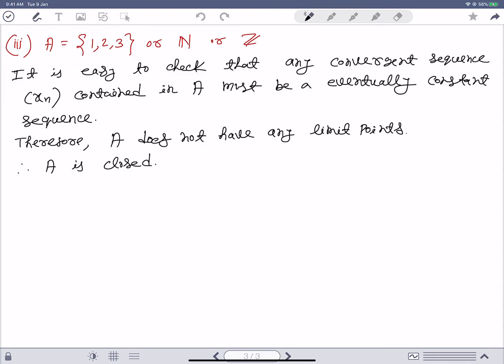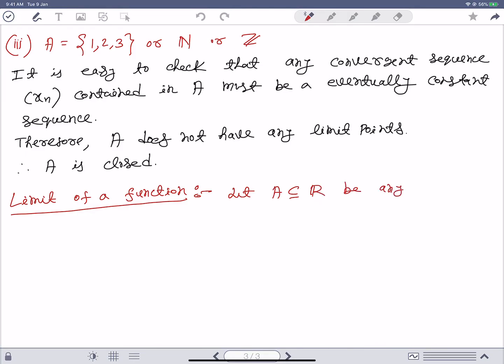Okay? So now, this is the definition of limit of a set. Now, we are ready to define the limit of a function. So first of all, let A, a subset of R, be any set. Okay, so let A be any non-empty set.